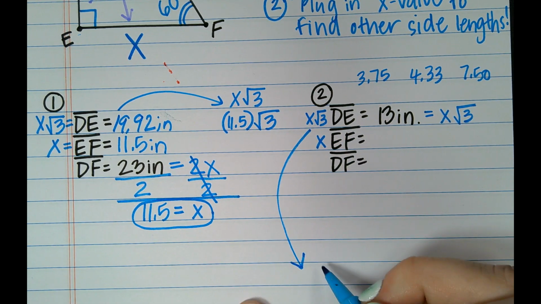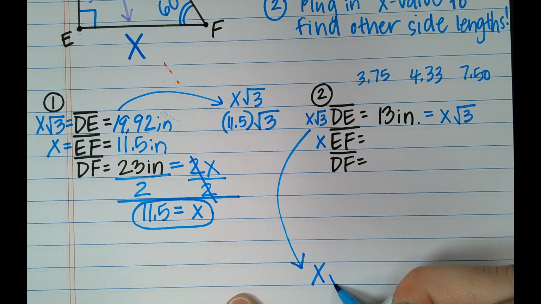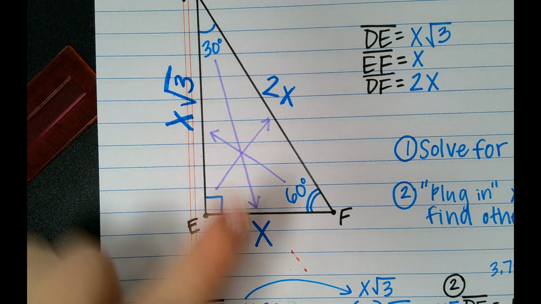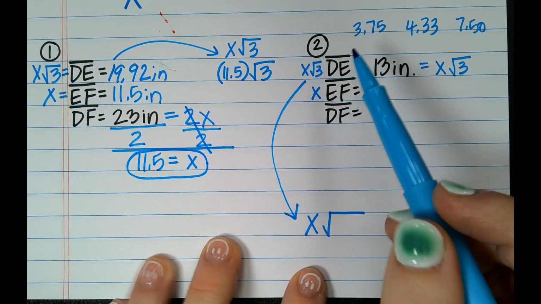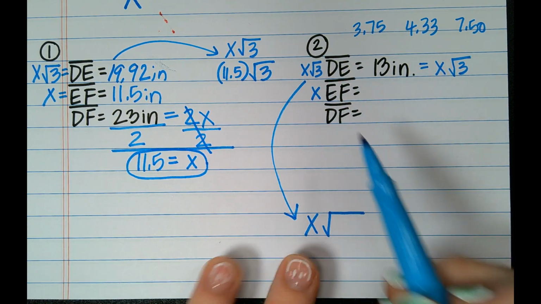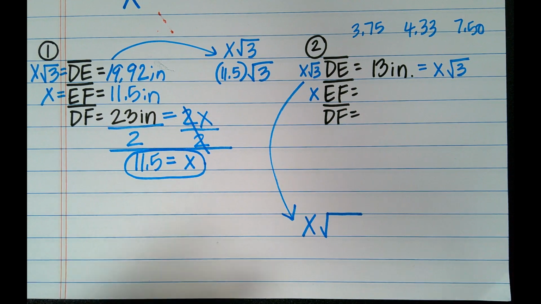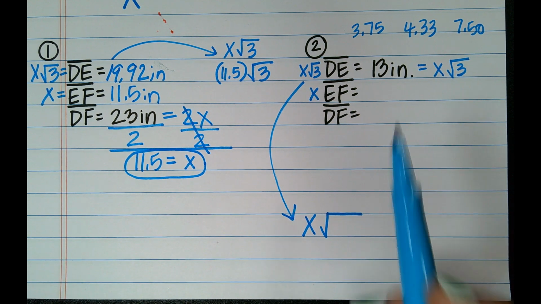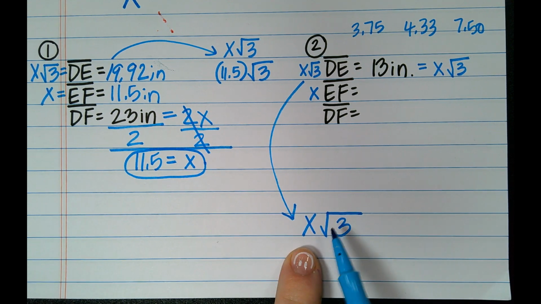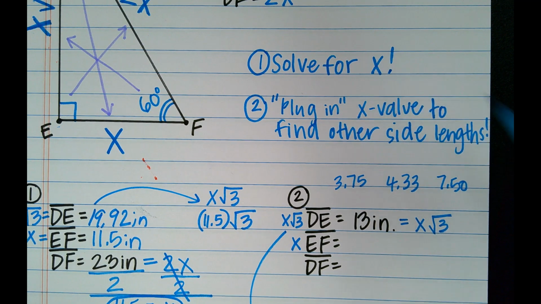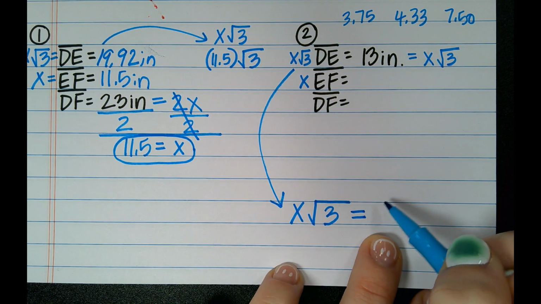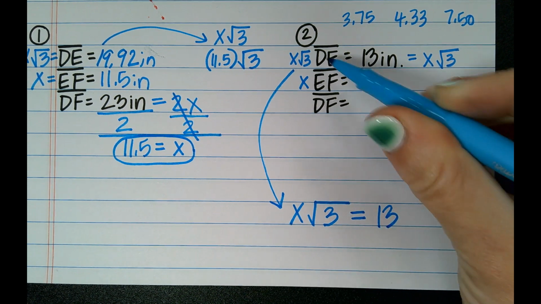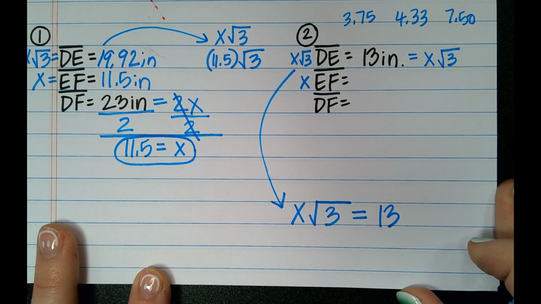Go ahead, Erica. If you solve for x, doesn't that eliminate the 2 other sides? On a 45-45-90 triangle, yes. But remember, this one's got 3 different sides. Okay, so we know that DE is 13. We also know that DE is X radical 3 because it is the definition of this triangle. So what we're doing here is solving for X like it says in step 1. I know that X radical 3 must be equal to 13 because they are both equal to DE. Does anyone have an issue with that?